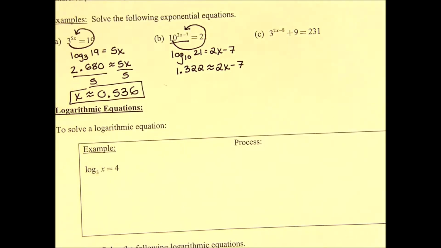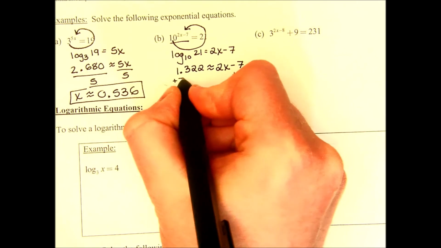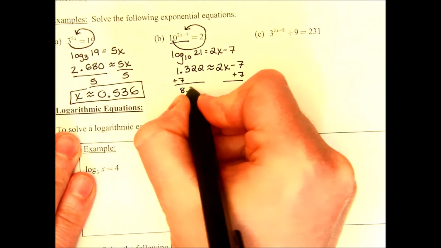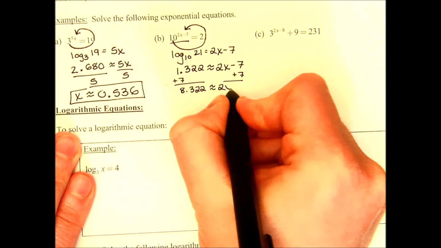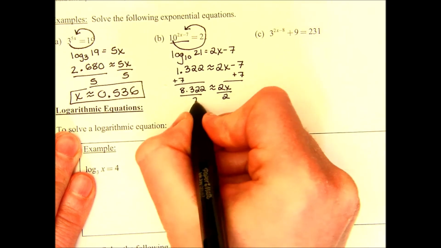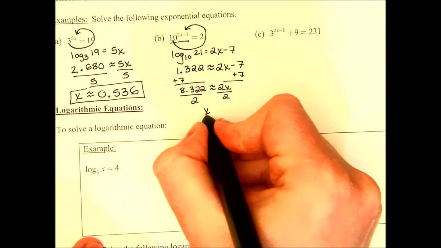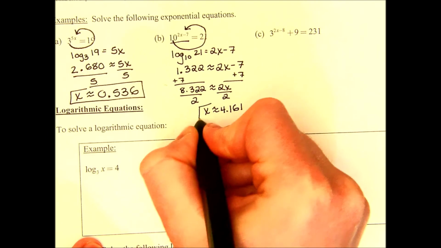That's going to equal 2x minus 7. Now we just have to go through some basic algebra to solve for x. I'm going to add 7 to both sides. I'm going to get 8.322 is approximately equal to 2x. I'm going to go and divide both sides by 2. Go to the calculator to do this, and you should get about 4.161 for what x equals.